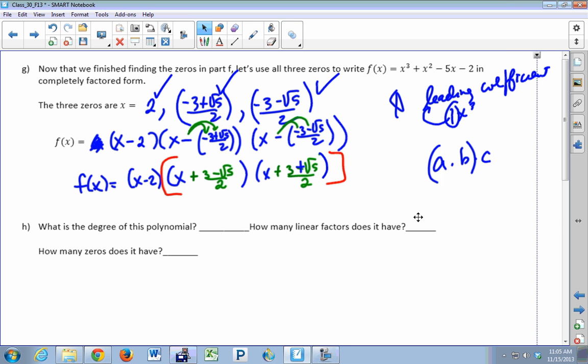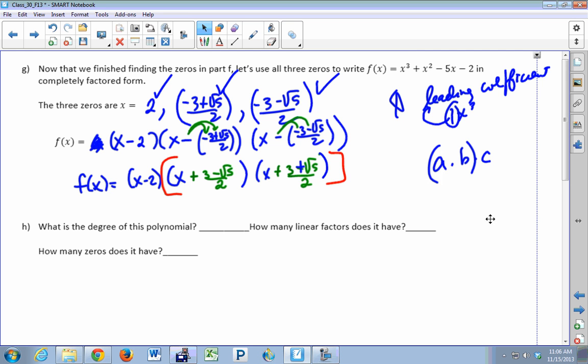I can't ever force you to do anything, but it would probably be really good for your arithmetic and multiplication skills to use FOIL here on these two factors, and then take the result and multiply it by x minus 2 to see if you can come back here. Okay, it's just a suggestion.